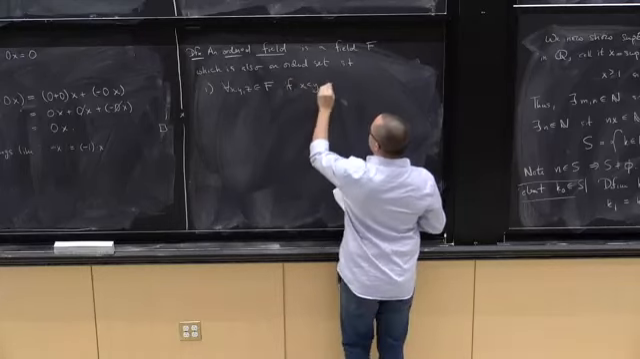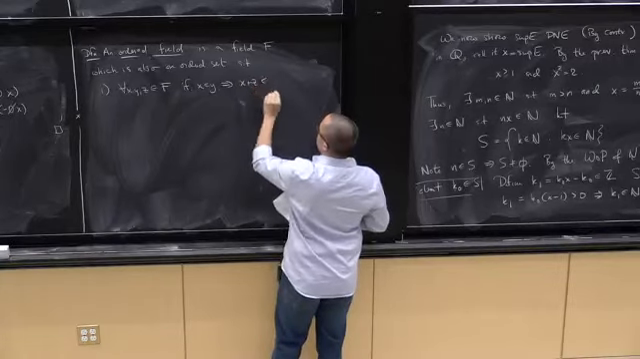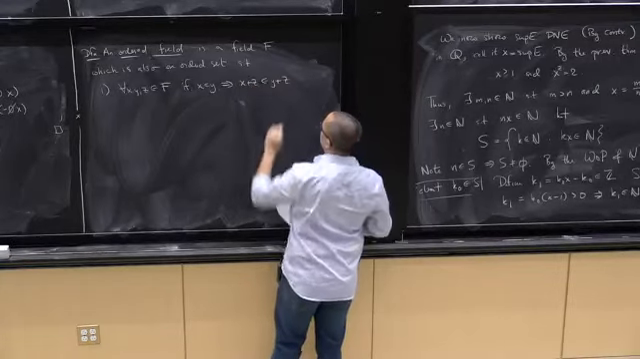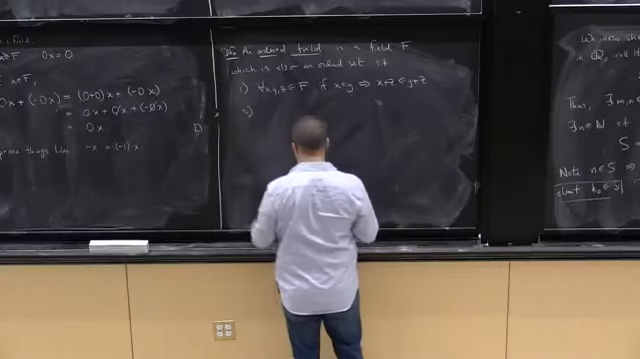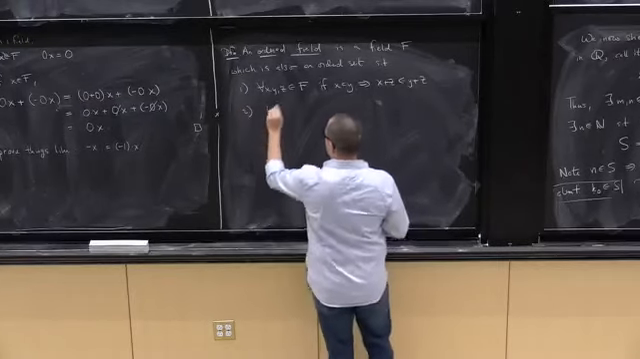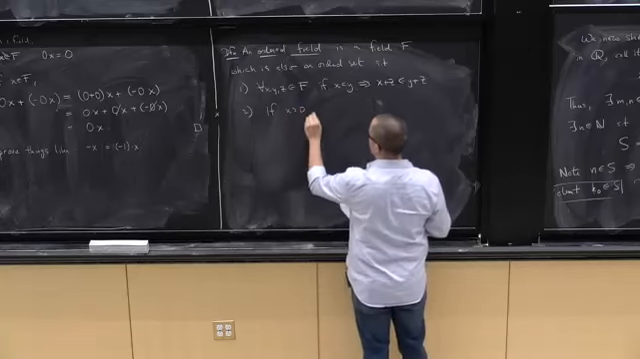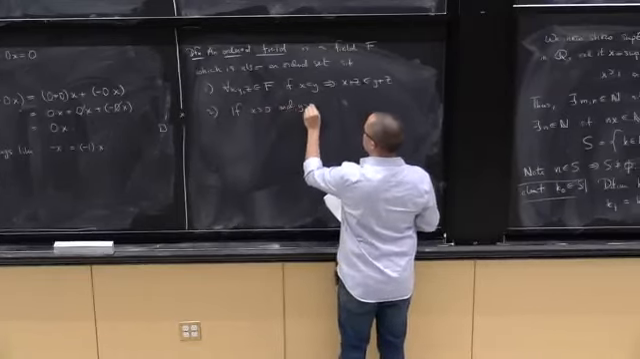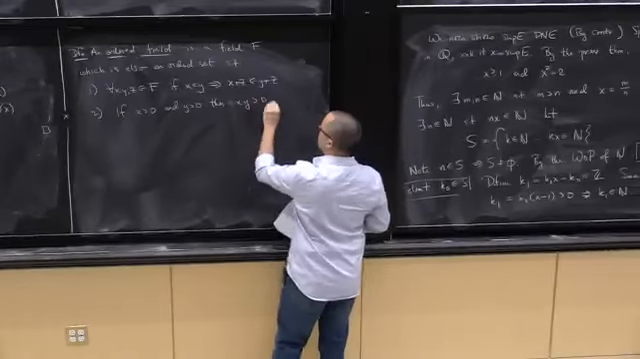If x is less than y, then x plus z is less than y plus z. And one other condition: if x is bigger than 0 and y is bigger than 0, then x times y is bigger than 0.